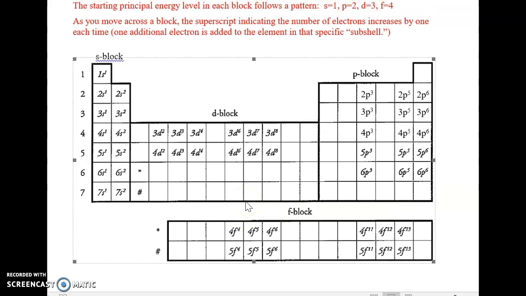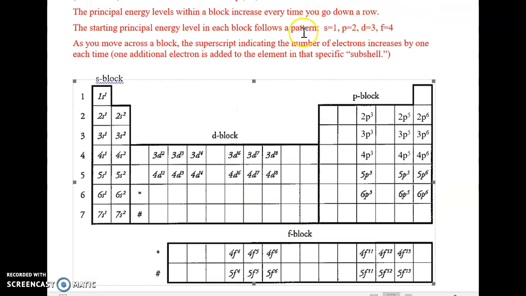So there's another pattern here that I alluded to before, is that each block starts with a different principal energy level. The S block starts at the top with principal energy level 1. The top of the P block is right here with principal energy 2. Top of the D block is right here with principal energy 3. And the top of the F block is right here with principal energy 4. Given that, you can fill in the subshells everywhere on the periodic table just by knowing your blocks and knowing this pattern that they start at energy level 1, 2, 3, and 4, respectively.